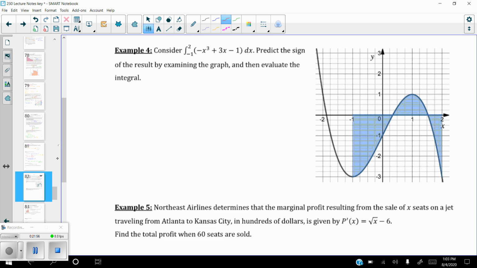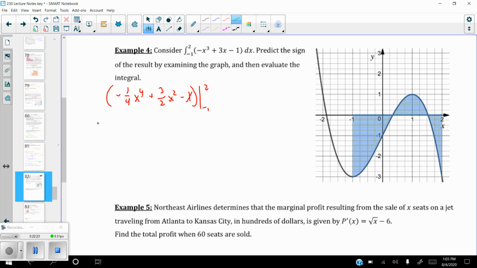So let's figure this out. The antiderivative of negative x cubed is -1/4 x to the 4th. Antiderivative of 3x is going to be 3/2 x squared. Antiderivative of -1 is just -x. And we will evaluate that from -1 to +2. So let's go ahead and plug these values in.